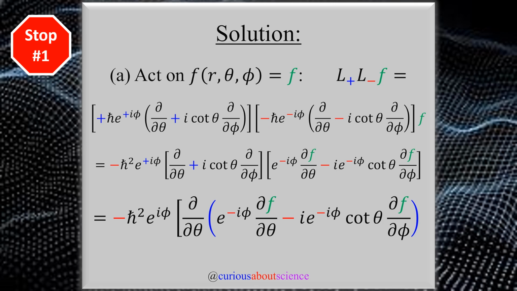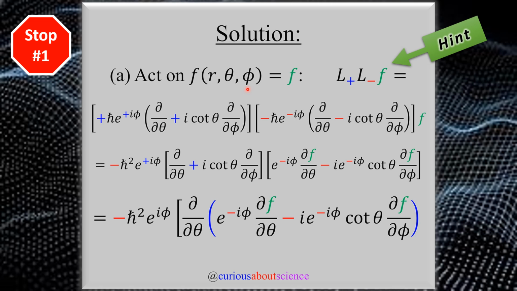Stop number one along this journey is first understanding that we need to act on a test function. Since we know we have derivatives and our intricate understanding of linear momentum and that operator, we know we have to act on a test function as given by the hint in the question by the author. So we'll just let that equal f, but note that it is ranged over r, theta, phi because we're still in spherical coordinates.